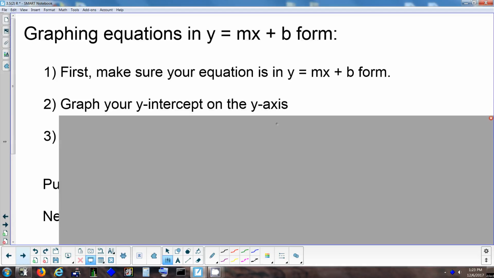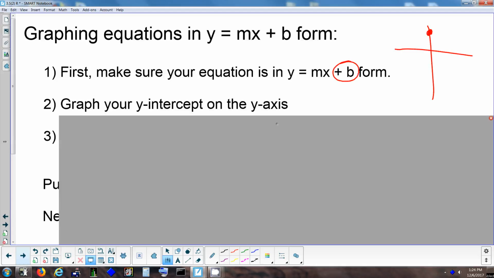Once you have it in that order, the first thing you look at is that number right there, and you graph that. What is B again? It's the y-intercept. So you're either going to go up and put a dot, or you're going to go down and put a dot. Remember that y-intercept is just going to be a number. There'll be no variable attached. It'll just be a number.